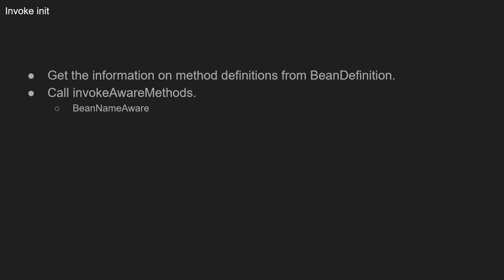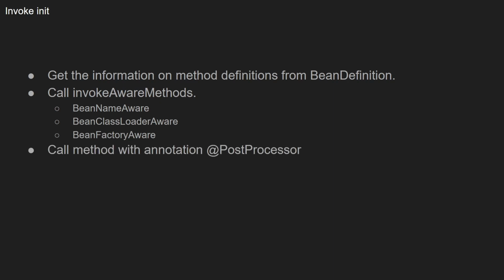What Spring does is it checks your class. If your class is an instance of bean name aware, then the overridden method is called. Similarly, it checks if your class is an instance of bean class loader aware, and if yes, then it calls the respective overridden method, and for the bean factory aware as well. Once the invoke aware methods are invoked, the call to the method which is annotated with @PostConstruct is called.